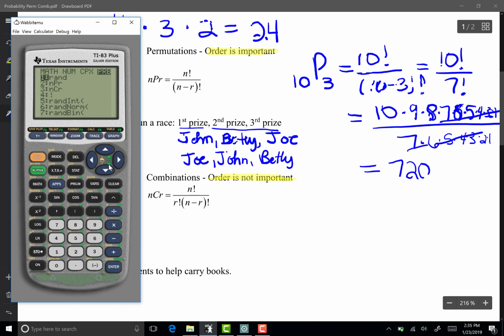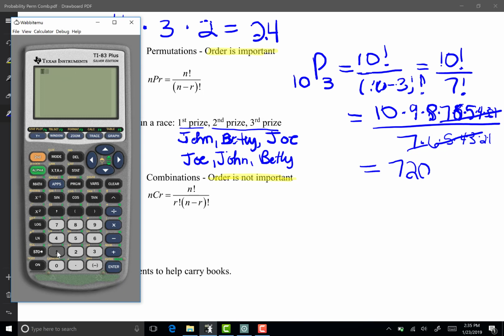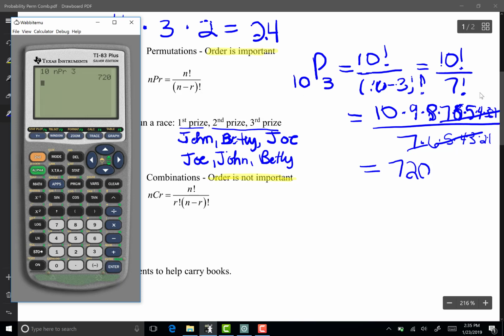Now, before we choose that one, if you click down on it, you'll see it just puts it in. But what we have to do is we put our n in first. So you want to type in your n first, so our 10. Again, go to math, over to PRB, and down to number 2, nPr. And then the r we wanted was 3. Hit enter, and look at that. You get your 720. Okay? So, you know, do you really need this complicated formula? I'm not going to ask you to show the formula out. You can use your calculator to get that.